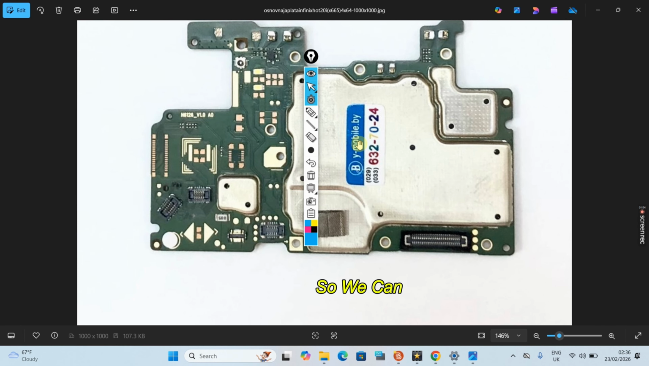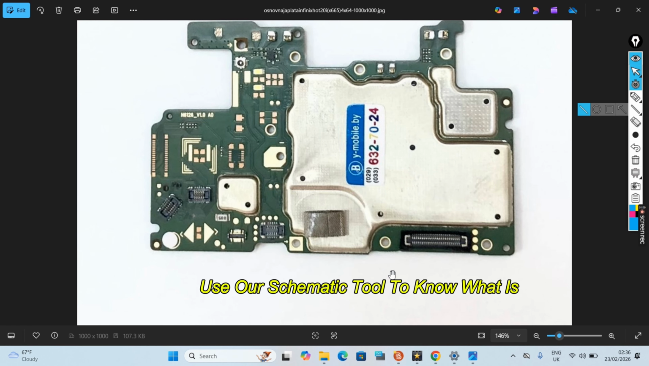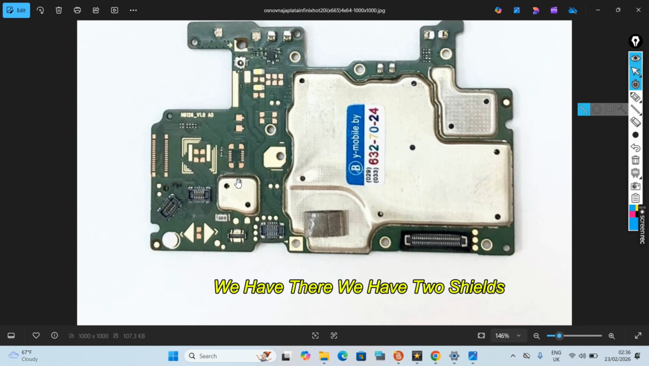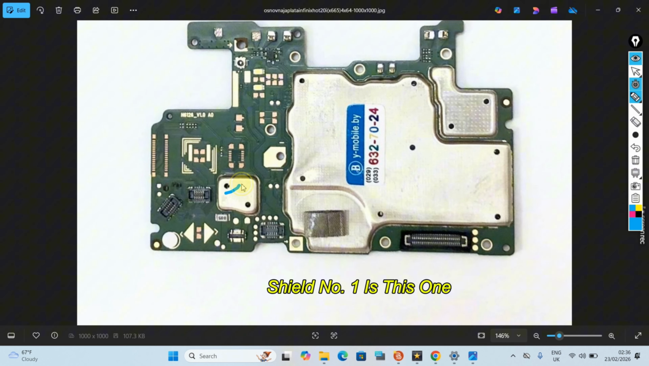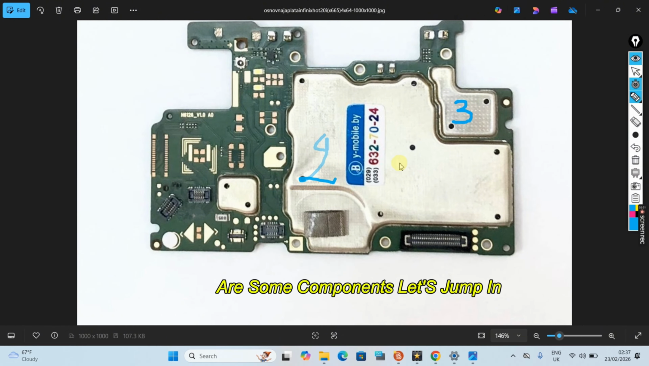So we can use our schematic tool to know what is under this shield. The shield is that metal that is covering some components on a motherboard. We have shields: number one, number two, and then number three. Under these shields, there are some components.